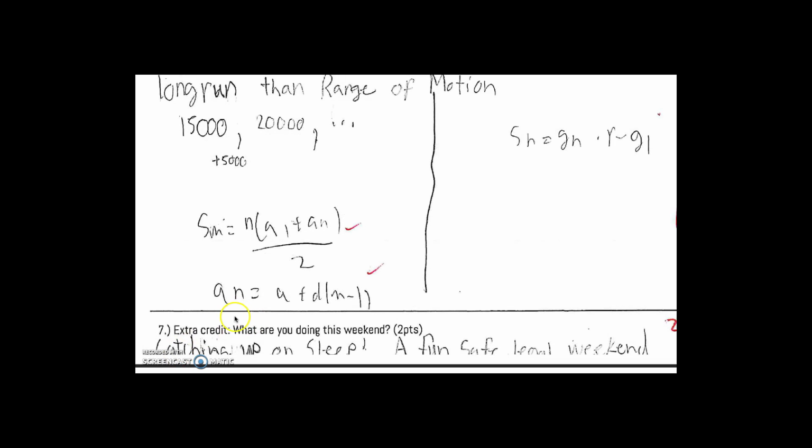For the second test in a row, it says, what are you doing this weekend? You could have been doing whatever, but as long as you have all three words, fun, safe, and legal, you got 2 points. If you got 1 or 2 words, then we gave you 1 point.